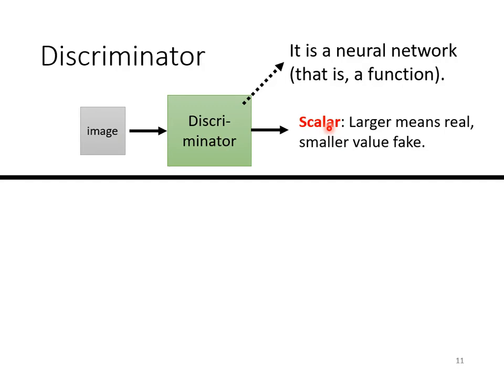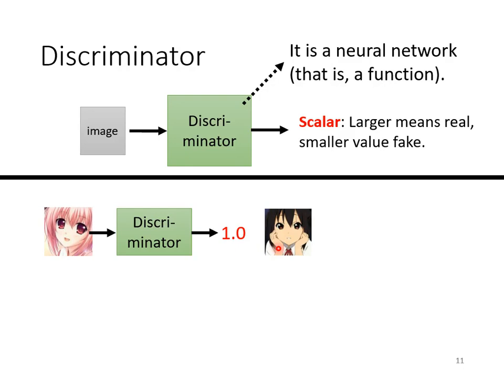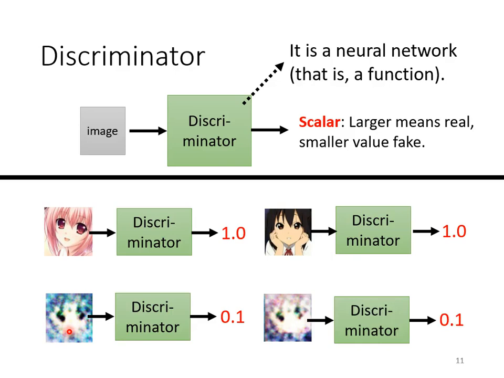The larger the scalar, the more likely the input picture looks like an image of a real two-dimensional character. For example, this is the avatar of a two-dimensional character, so it outputs 1, assuming 1 is the largest value. This one is also well drawn, so it outputs 1. This will output 0.1 if you don't know what it is. This is the job of the discriminator.